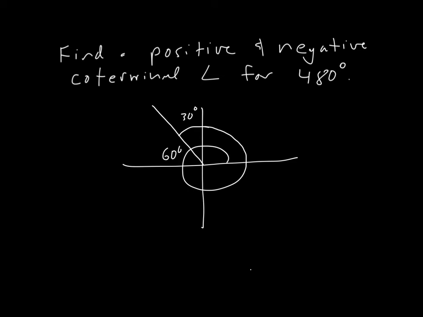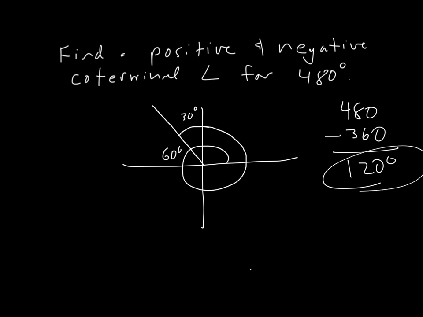I just wanted to show you one of the pictures here so you understand it, but when you see a problem like this, you don't really need to draw it. Just add 360, subtract 360, until you've got one positive, one negative. In this case, I would just take 480 minus 360, which is 120, that's one angle that's the same angle as 480, and then I would subtract 360 again, and I would get negative 240.